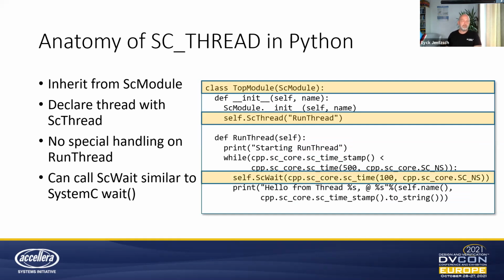In this case, it's called the run thread. There's no special change in run thread itself. And within this thread, we can then call the sc_wait function and pass some sc_time. As you see, it's here the plain C++ or the plain cppyy syntax to call sc_time or construct an sc_time object, which is pretty clumsy. There's currently work ongoing to make that a little bit more accessible.